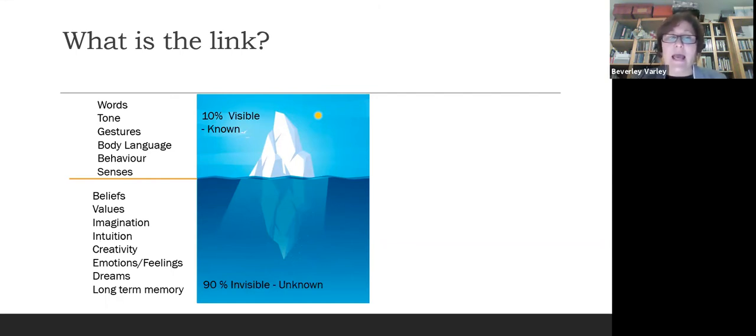our imagination, things that spark and trigger our imagination, our intuition. We know it's there, but we can't feel or touch it. And sometimes we experience it. Some people are closer to intuition than others. Women are often referred to as having a better intuition than men. Not that I want to open that conversation. So creativity lives in the unconscious, our emotions and feelings, our dreams, and long-term memory.